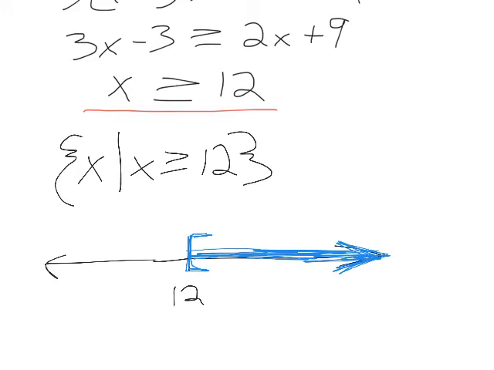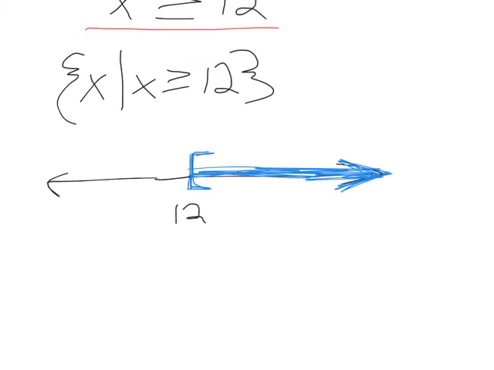It is showing me that x can be equal to 12 or bigger than 12, which is what greater than or equal to means. And then our last notation is the interval notation that we talked about. And that is really easy to get when you've already got the graph in front of you. If you don't have the graph, then you can learn to set it up correctly.